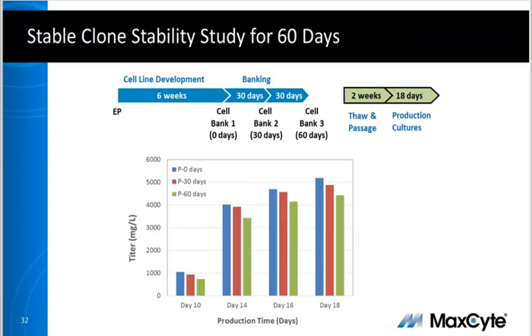To assess the robustness of this clone, we created a cell bank at the end of the 6-week cell line development process, and then again following an additional 30 and 60 days in culture. All 3 cell banks were thawed and passaged for 2 weeks, and then 18-day production cultures were seeded. Antibody titers in conditioned media samples from day 10, 14, 16, and 18 of the production cultures were determined. A less than 15% loss in productivity is detected between the first, second, and third cell banks, highlighting clone robustness.